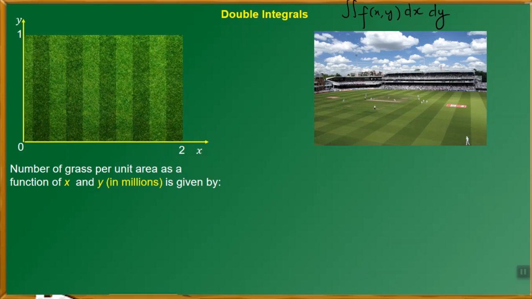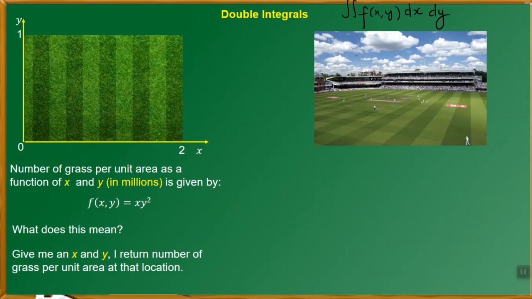So suppose that I know the number of grass per unit area as a function of x and y. Let's say the function of x, y equals x y square. This gives the number of grass per unit area at any given location x comma y. So at any given point x and y, I can return the number of grass per unit area at that particular location.